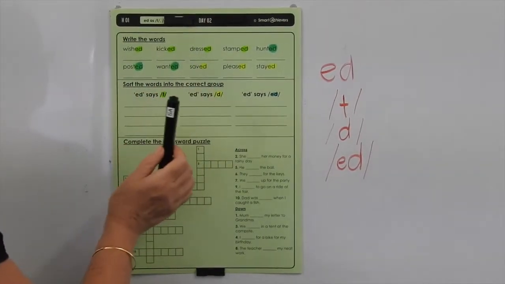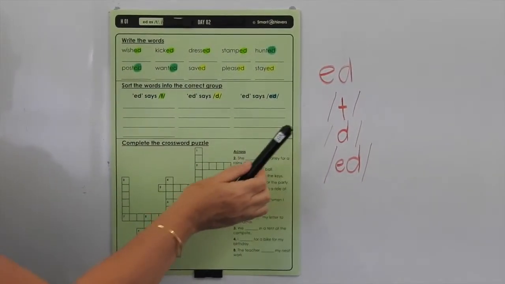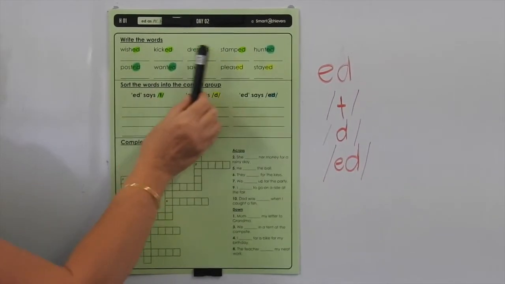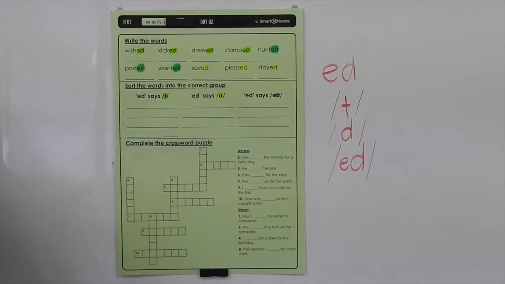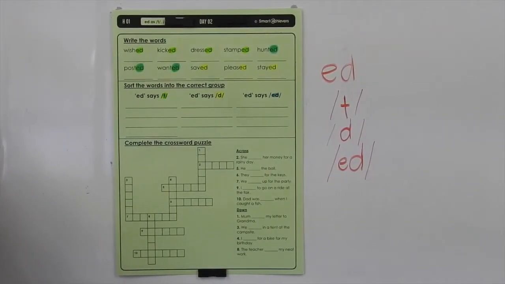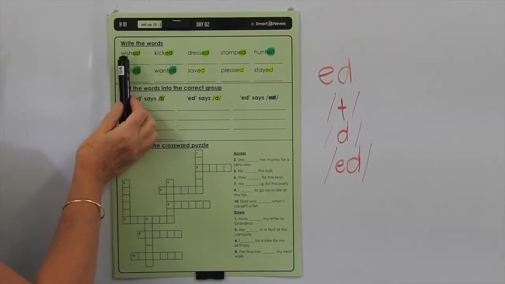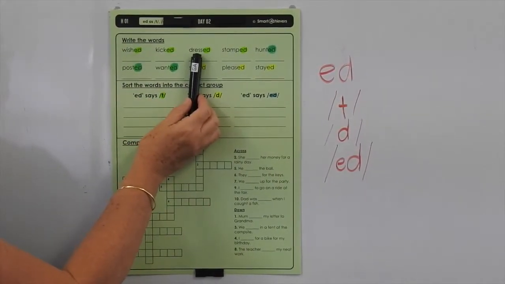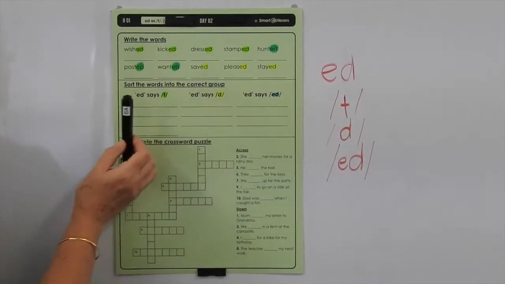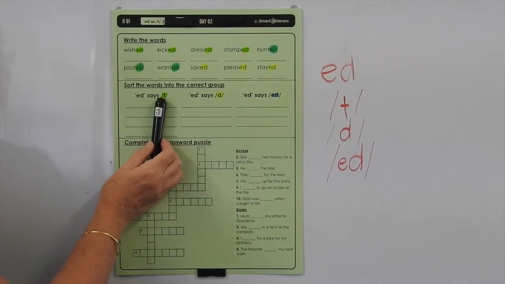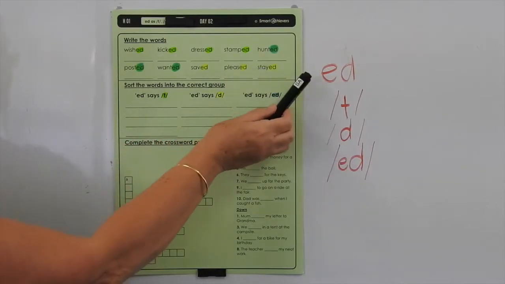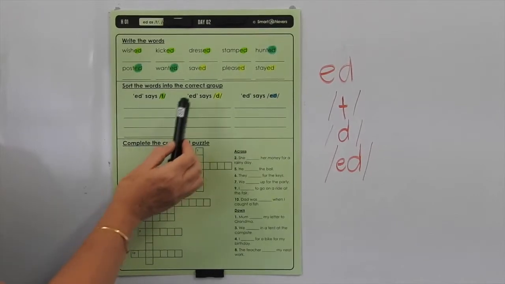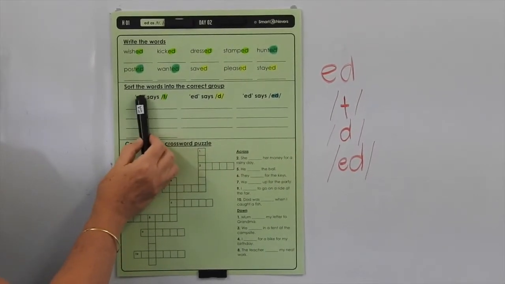H1 day 2, we're revising that ED at the end of a word can say T, D or UD. So I need you to get a green, a blue and a yellow highlighter, because that will help you get this page done correctly. And let's read the words. Wished, kicked, dressed, stamped. You can hear that all of those end in a T sound, but we know we have to write the ED. So you're going to be writing those there when we finish. So that's why we've done all of those ones green.